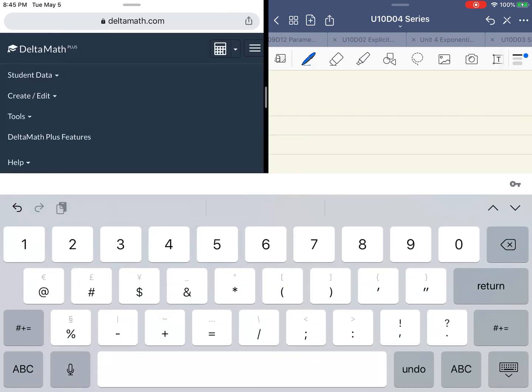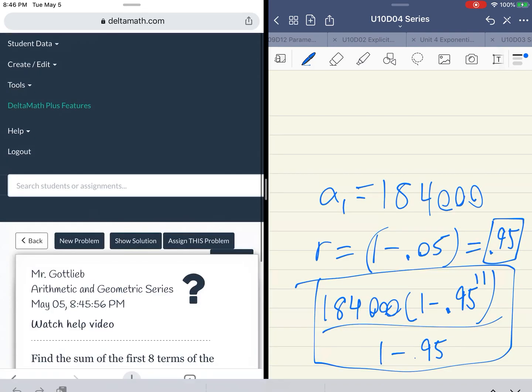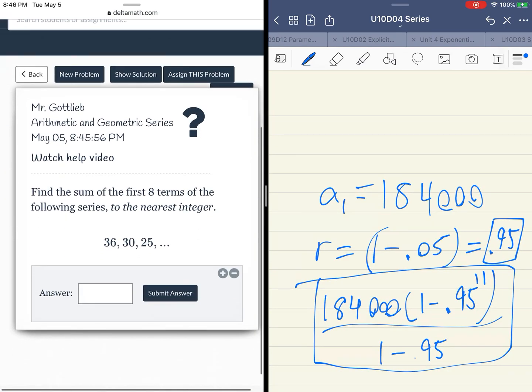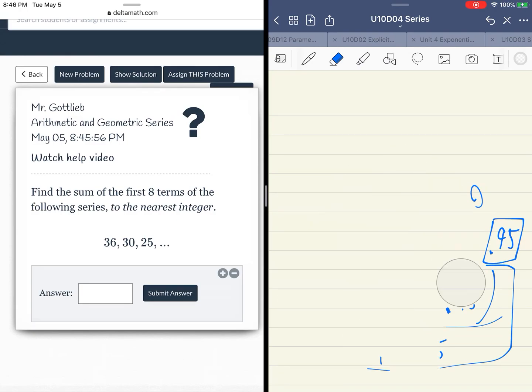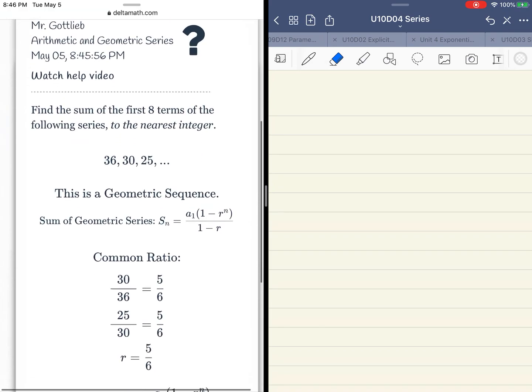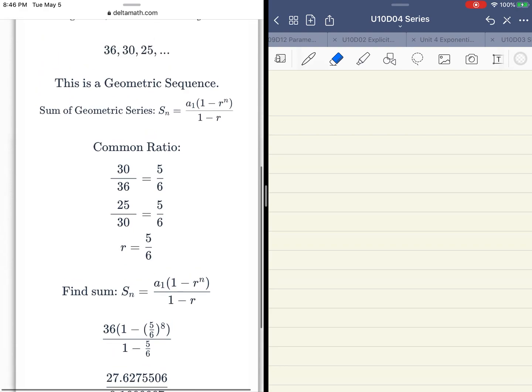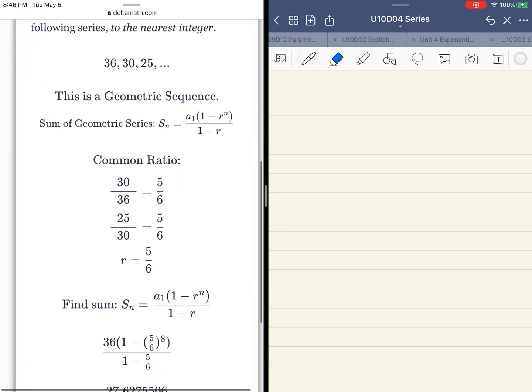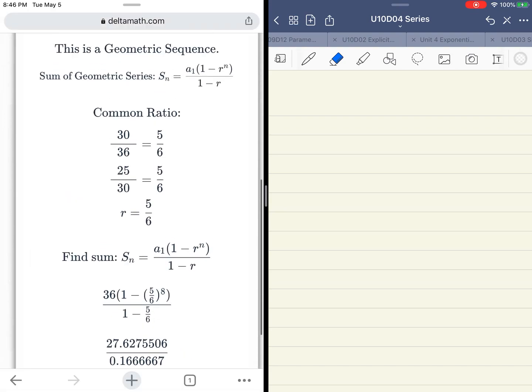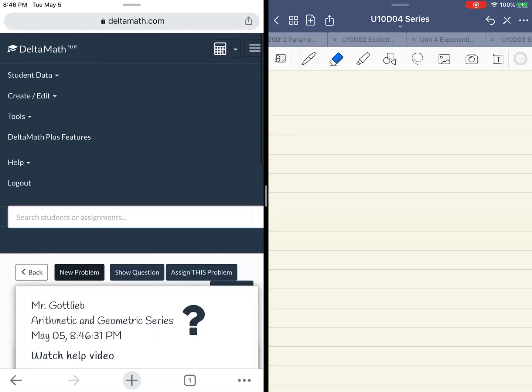Last couple of things, arithmetic and geometric series. Here I think this actually always gives us a, well, let's take a look what it gives us. In this case we're asked to find the sum of the first 8 terms of the following series. It shows us 36, 30, so it goes down by a different amount each time. So this is a geometric series because it wasn't a consistent one, so they just determined that the common ratio is 5/6, and then they just plugged it into the formula.